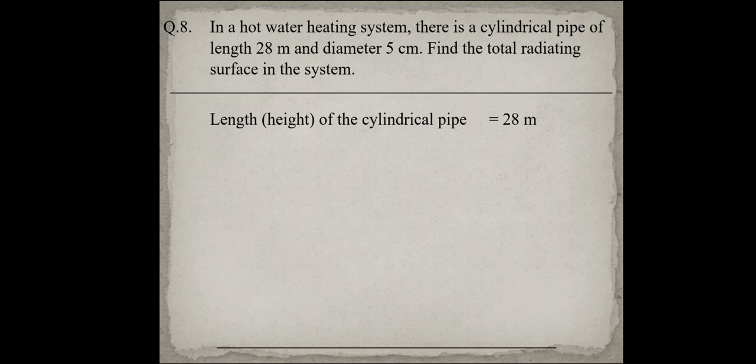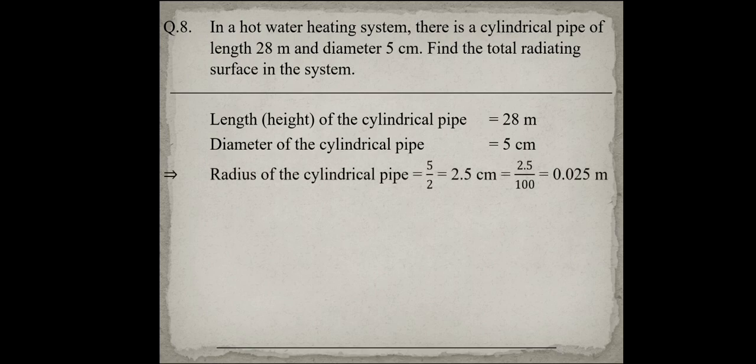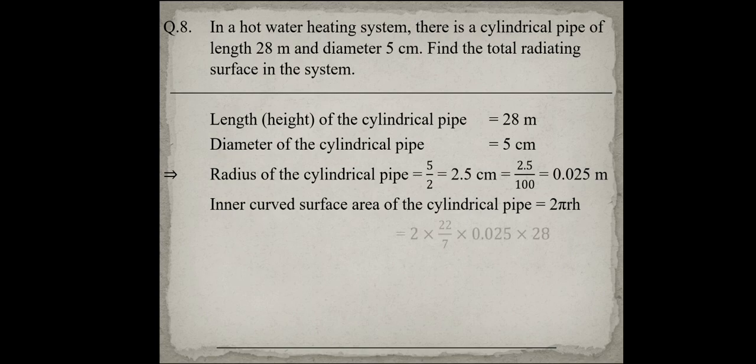Now the length, it means the height of that cylindrical pipe, is equal to 28 meter and the diameter of the cylindrical pipe is 5 centimeter. So the radius is 5 upon 2, 2.5 centimeter. Convert into meter, 2.5 upon 100, that is equal to 0.025 meter. Now the inner curved surface area is 2 pi rh. So put values here, 2 into 22 upon 7 into 0.025 into 28, that is equal to 44 into 0.025 into 4 equals 4.4 meter square.